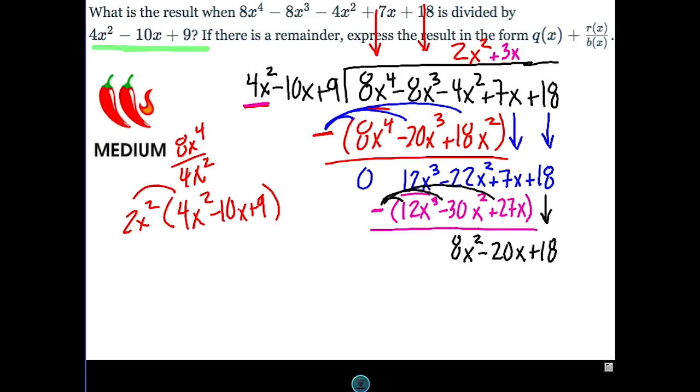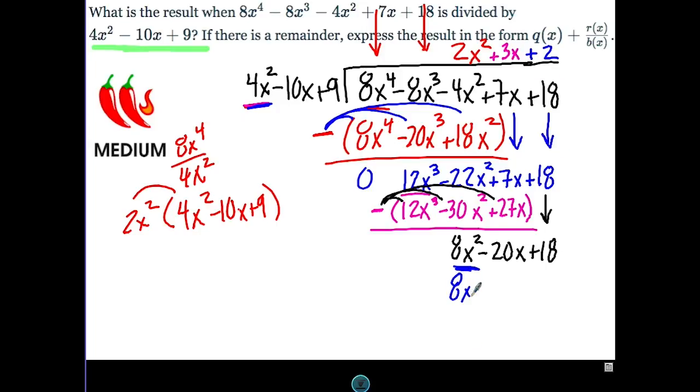Okay, let's do it again. We're almost there. It's exciting. 8x squared and 4x squared. So how many times does 4x squared go in 8x squared? It goes in there 2 times. So plus 2. Ooh, a whole number. I wonder what that does.